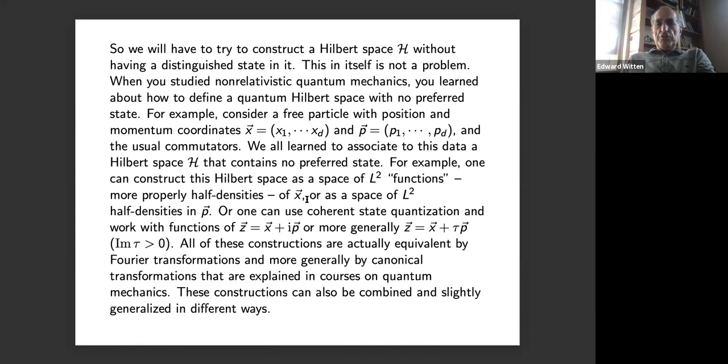And there are more general versions that some quantum mechanics books might have explained, where you take functions of half of the X's and P's in more general fashions. All these constructions are actually equivalent by Fourier transforms and more general canonical transformations that might have been explained in your course on quantum mechanics. And they can be combined and slightly generalized in different ways. But regardless of how you do it, there's no preferred state in this Hilbert space without more information.